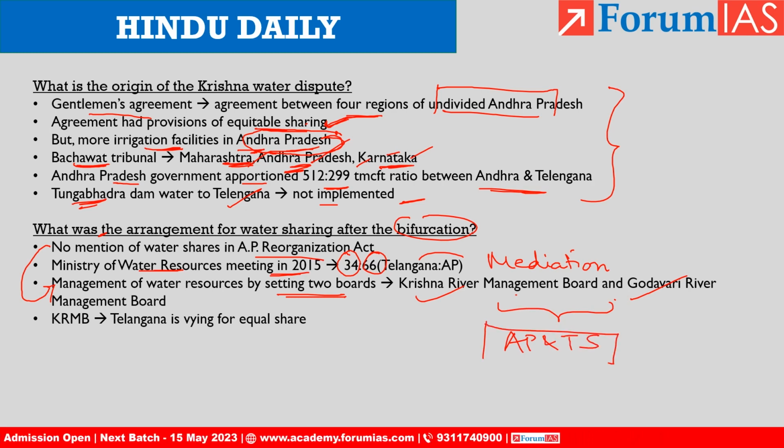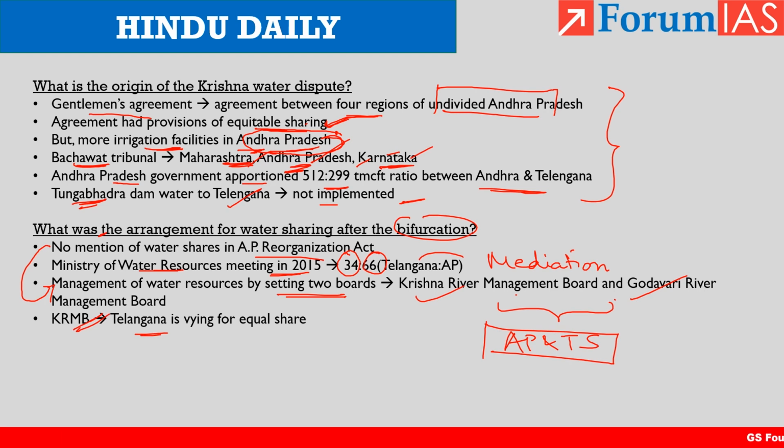So, they will apportion the water between these two states. That is what the AP Reorganization Act says. But then recently, in a meeting held by the Krishna River Management Board, Telangana put its foot down and they are asking for an equal share between Andhra Pradesh and Telangana state. So, there has been a deadlock and this matter has gone to the Ministry of Jal Shakti.